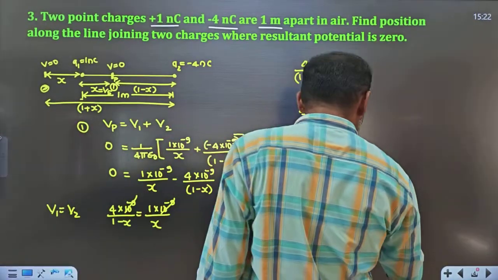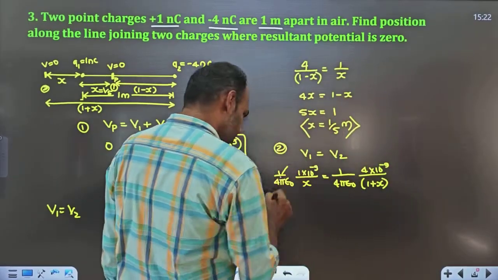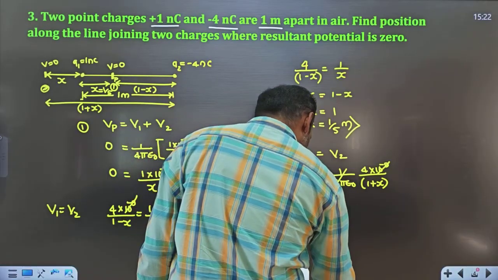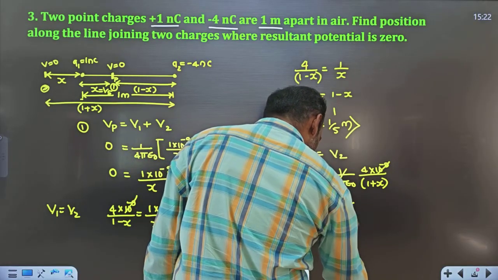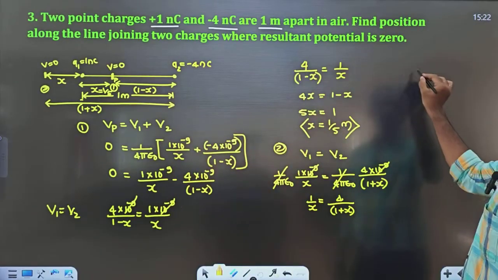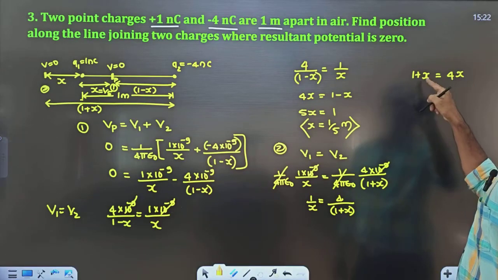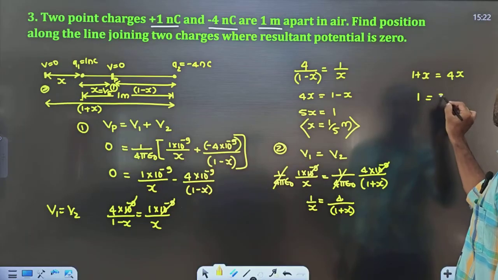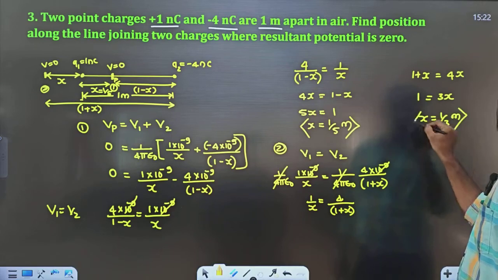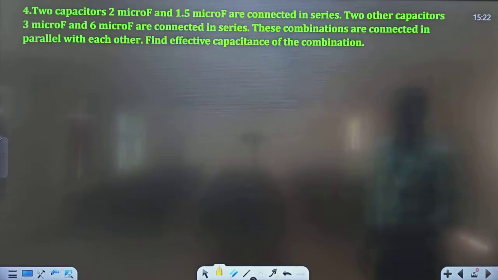So 4 into 10 raised to minus 9 divided by its distance, which is 1 plus x. So 1 by 4 pi epsilon naught on both sides, and 10 raised to minus 9 will get cancelled. You will get 1 divided by x equal to 4 divided by 1 plus x. Cross multiply these two. 1 plus x is equal to 4 into x, 4x. You take x on this side, you will get 4x minus x, it is 3x. So x equal to 1 divided by 3 meters, right? So this is the distance, this is how we have to find the distance. Hope this is clear for you. We'll go for the next question.